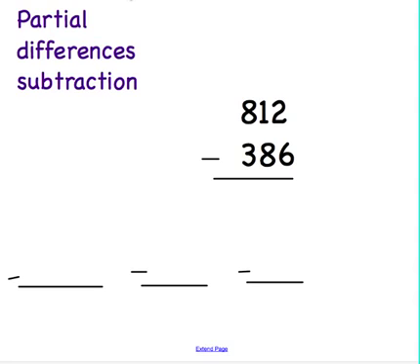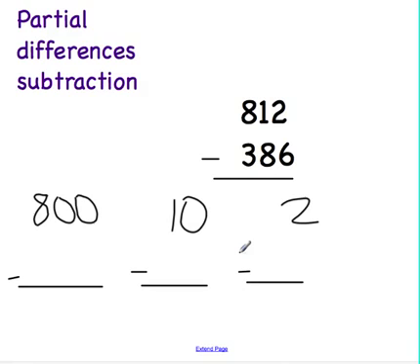because the 8 is in the hundreds place, 10 is in the tens place, and a 2 is in the ones place.